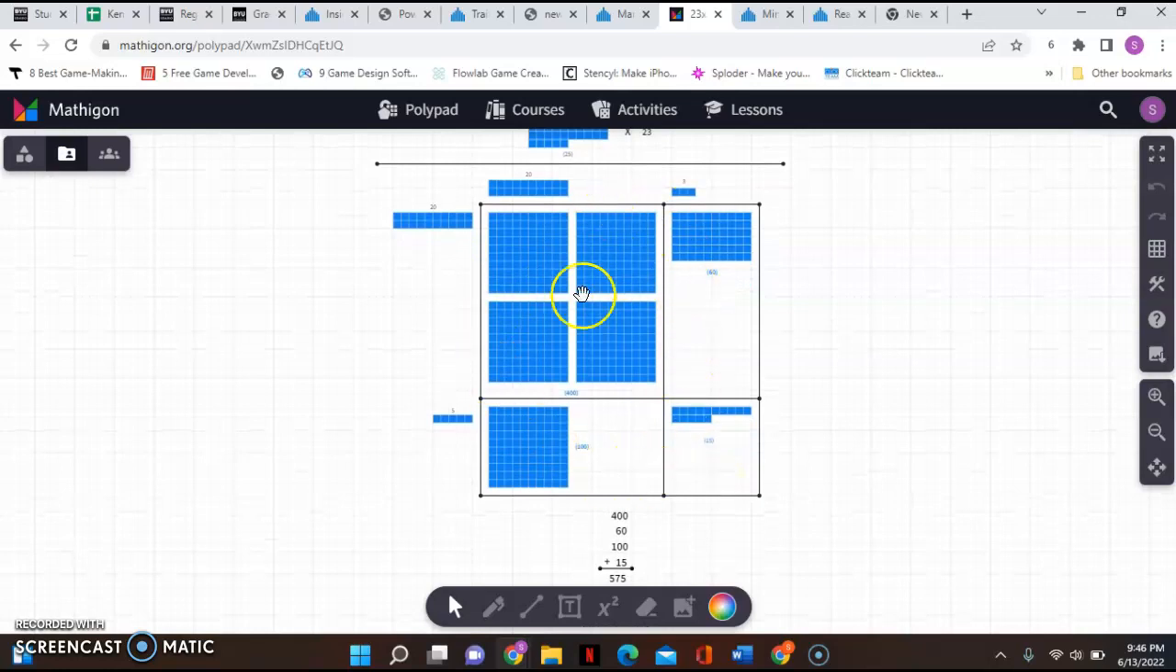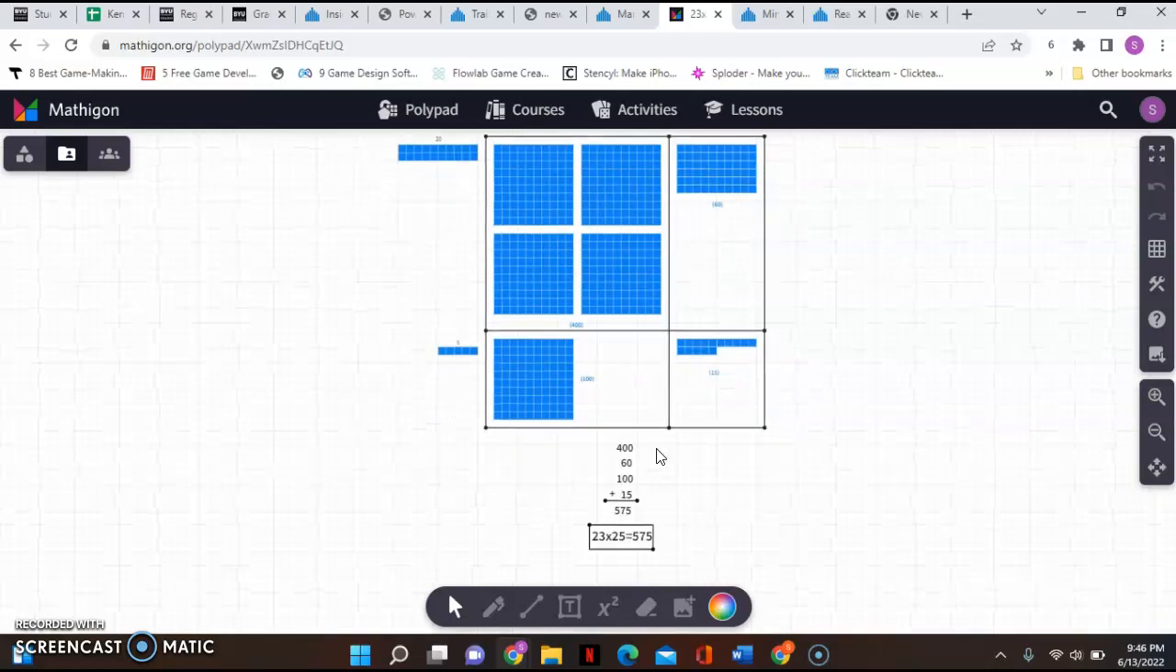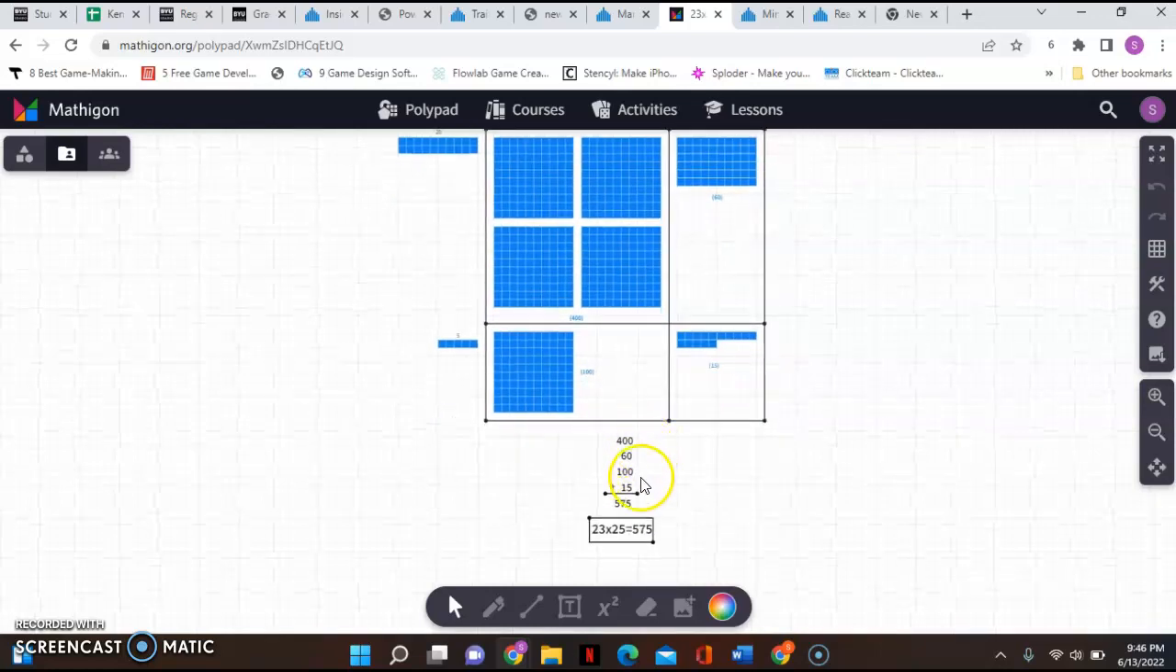And after I received all of these products, afterwards I added all the values together, 400 plus 60 plus 100 plus 15. And that resulted in me getting the sum of 575. So, in conclusion, 23 times 25 equals 575.